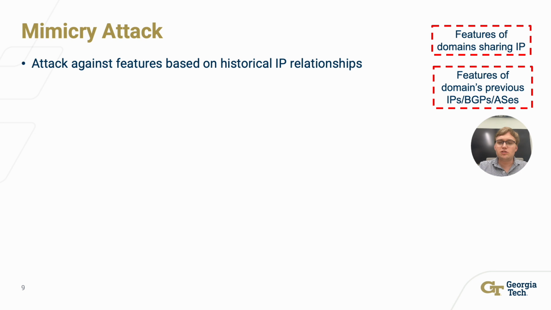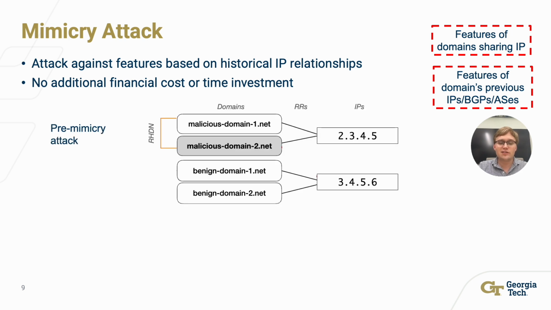These attacks look at features that are based on historic IP relationships, and they have no additional financial cost nor a significant time investment. Here's an example of how it works. These 2 malicious domains are connected using a malicious IP address. The 2 benign domains are using a separate IP address, so the malicious domains and the benign domains have no connection to each other. The malicious domains are, of course, related by this one IP address.